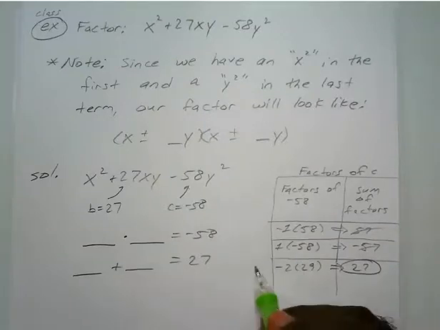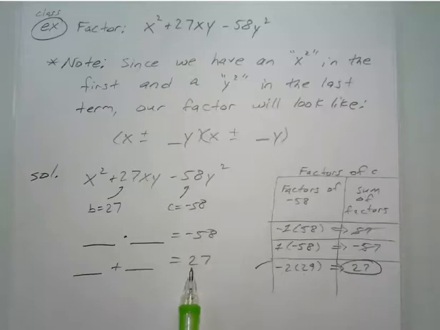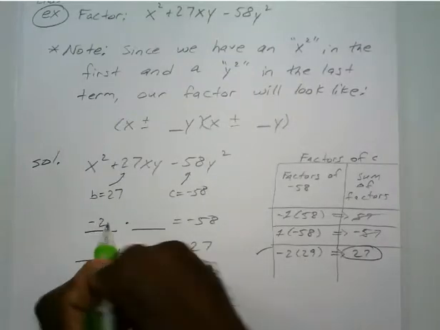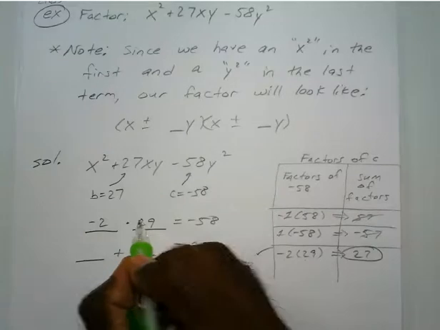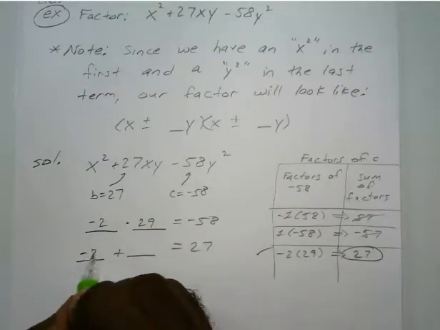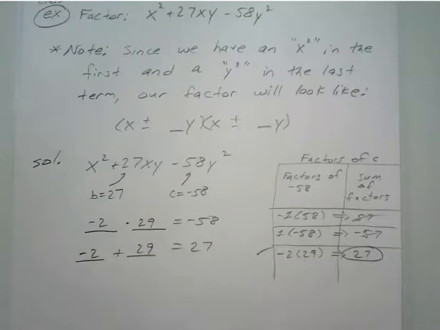Okay, so we can actually stop right there, because once you find the two numbers that, when you add them together, give you your b value, you can stop. You don't have to keep going. Okay, so you have negative 2 and positive 29. Negative 2 and positive 29 multiply to give you negative 58, and add to give you positive 27.